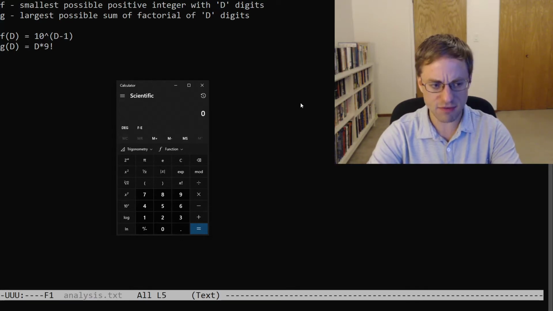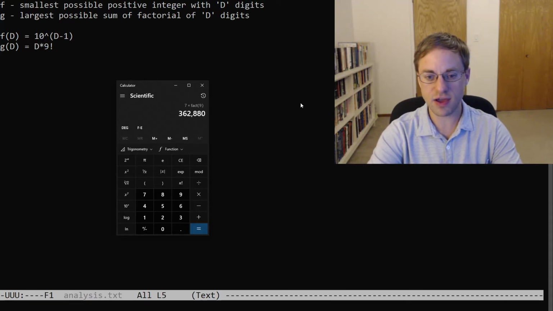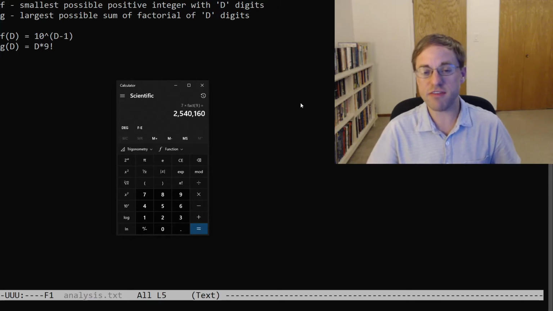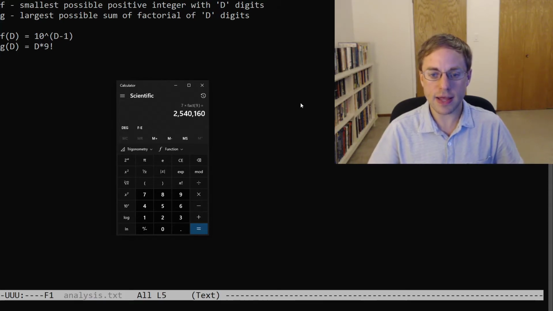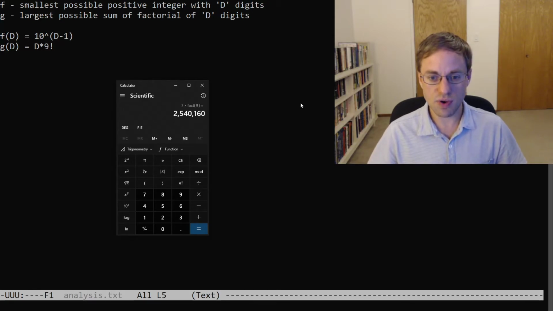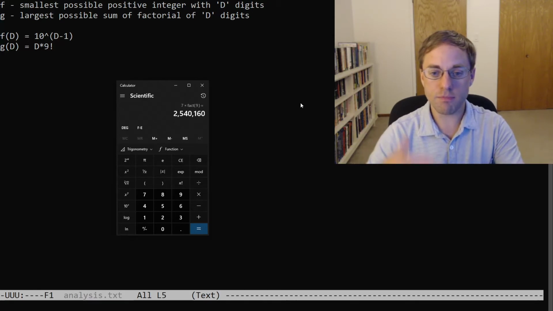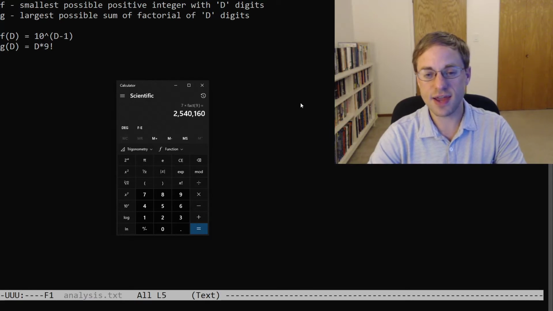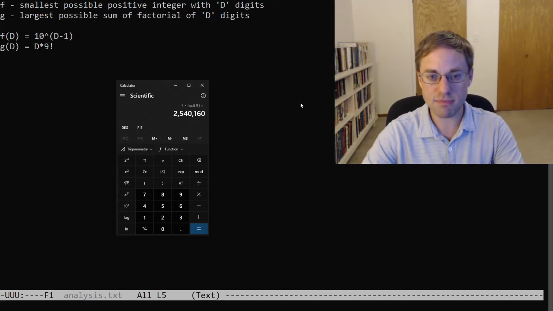So let's go back to that value of g of 7. That was 7 times 9 factorial, 2.5 million roughly. This is going to be our upper bound. We could actually tighten it up a little bit if we had to, but we really don't need to. My usual rule of thumb for a brute force approach is that if you can keep your search space under 10 million, that's going to be good enough. So let's get to writing some code.